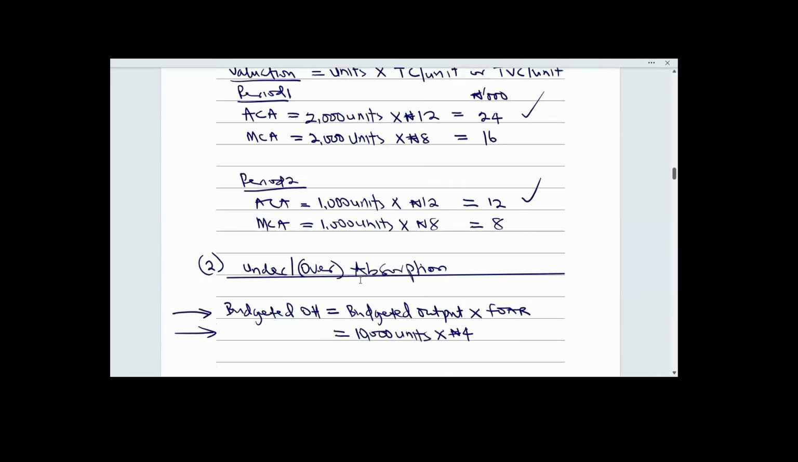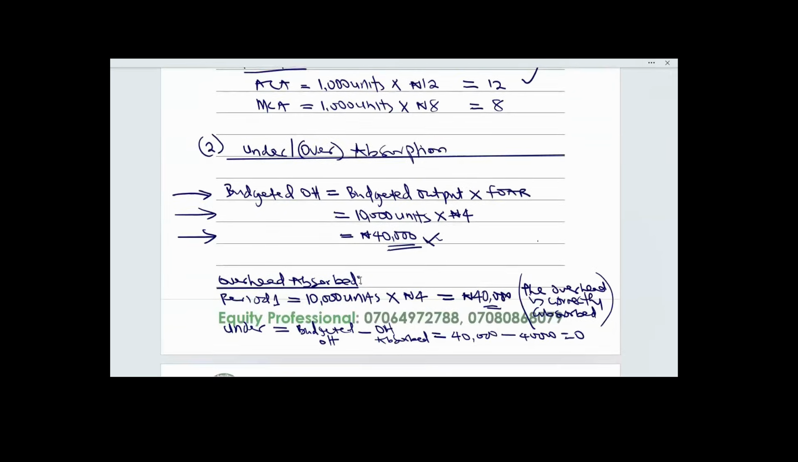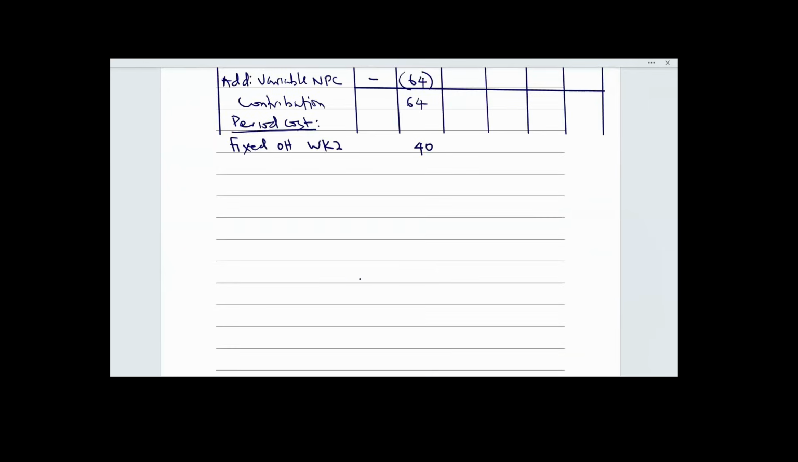Which working did we do that one for? Let me indicate it, so that when you are reading, you'll be able to see where the number is coming from. Budgeted overhead, 40,000 naira, that's working number 2. That's your budgeted overhead, 40,000, minus 64,000 will give us 24,000. So that means the profit, since we don't have any other cost, is profit before tax, or you call it net profit.